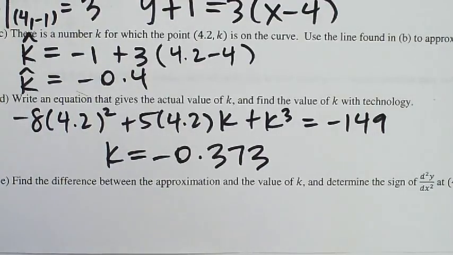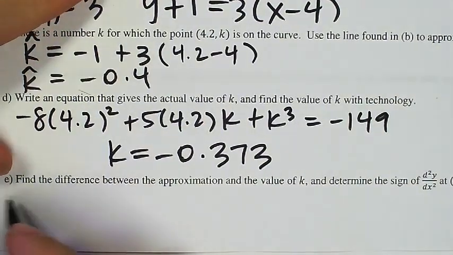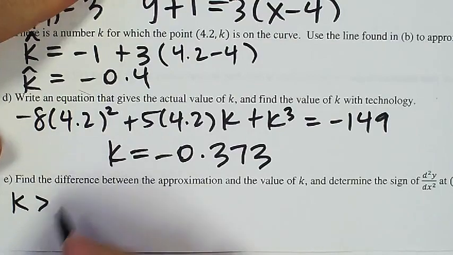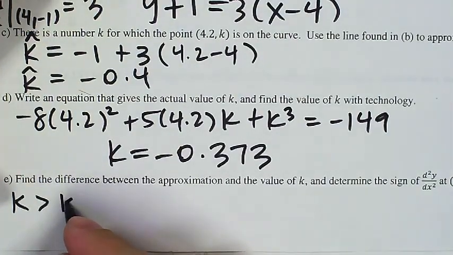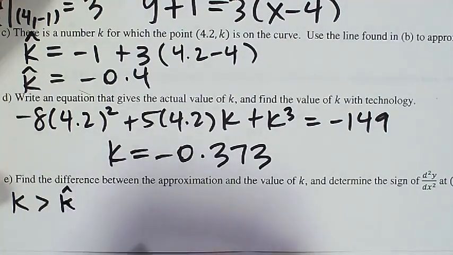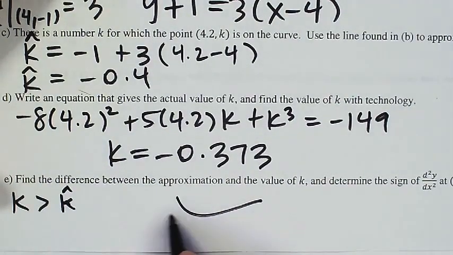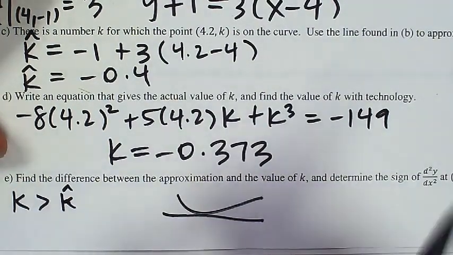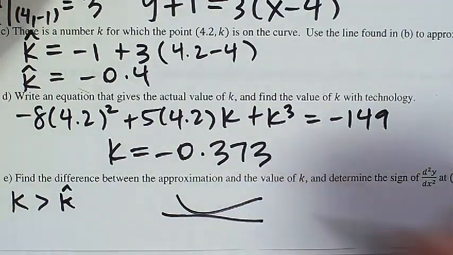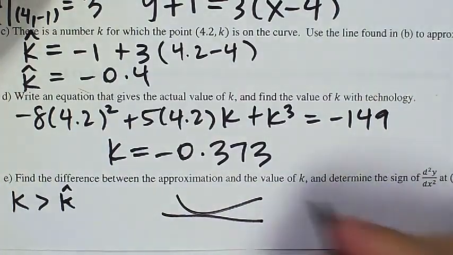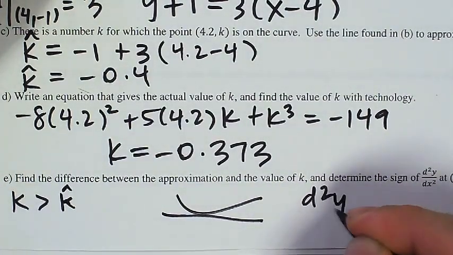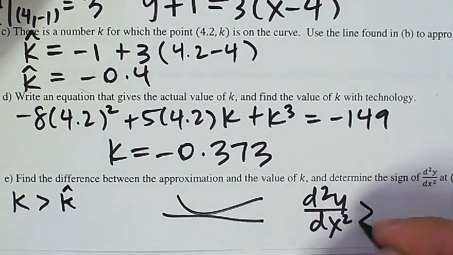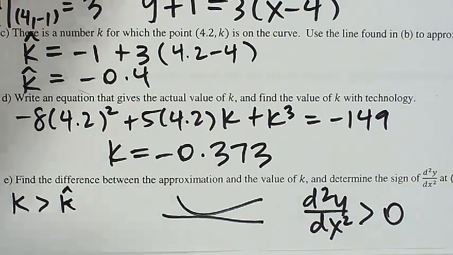So since the true value of k is greater than the approximated value of k using the tangent line, I've got to think, okay, so the curve is sitting above the tangent line, regardless of which way it's oriented. That means it's concave up, so I'm going to say the second derivative is going to be positive. Okay, I really like that.